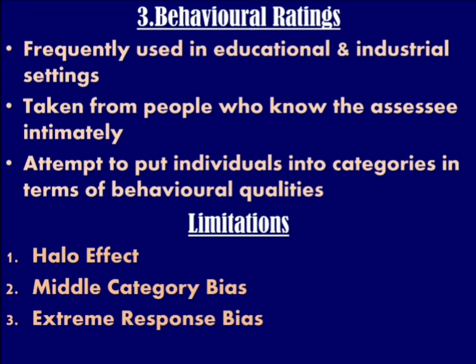Then we come to the middle category bias. So in this, the person avoids giving extreme answers. Rather, they choose from the middle of the scale generally. So this is the middle category bias. Then we have extreme response bias, which means that the person only chooses from the extreme positions and does not pay attention to the middle categories that are given on the scale.